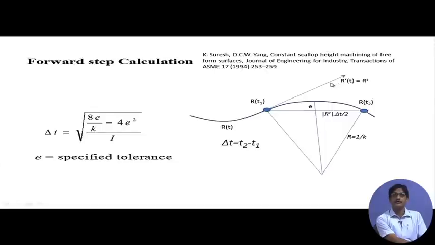Now, whenever we are considering the tangent, first of all, let me state that here it was stated that delta t, that particular parametric increment along the cutter path expressed as R t, that particular parametric increment which will give us acceptable forward step is expressed by this expression 8 E, where E is the form tolerance, divided by the curvature minus 4 E square divided by the first fundamental form of the surface.